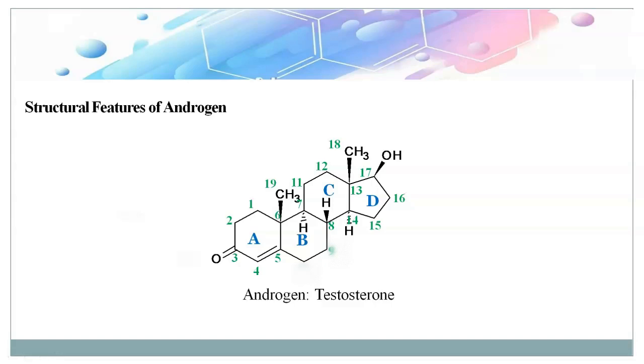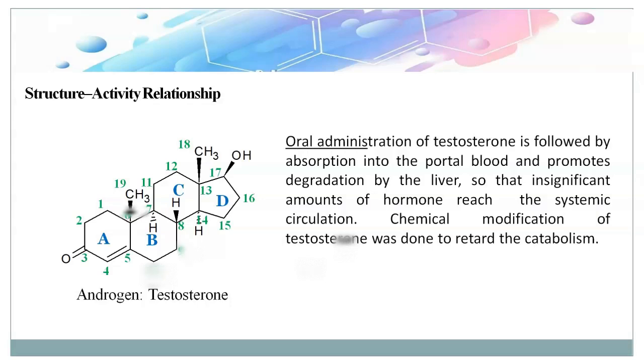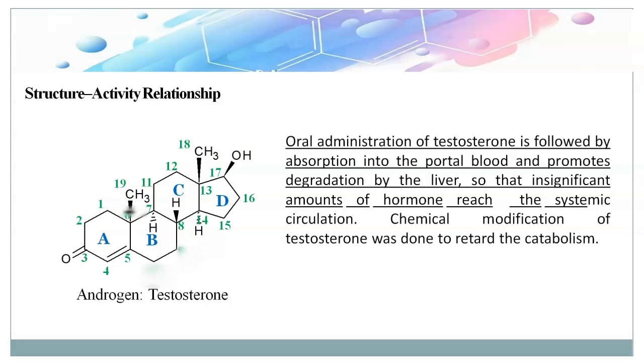Now let's begin with the structure activity relationship. Oral administration of testosterone is followed by absorption into the portal blood and promotes degradation by the liver, so that insignificant amounts of hormone reach the systemic circulation. So chemical modification of testosterone was done to retard the catabolism. Here in structure activity relationship, we discuss how it can be modified so that there is a retardation of catabolism and an increase in duration of action.